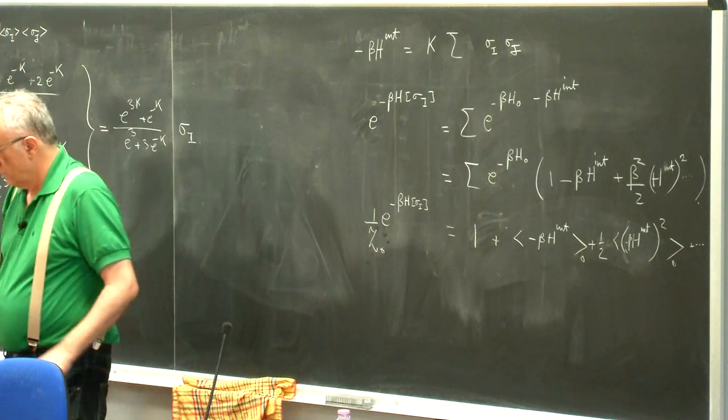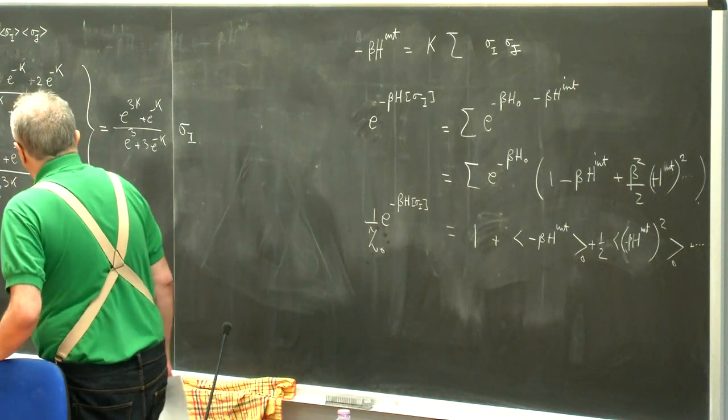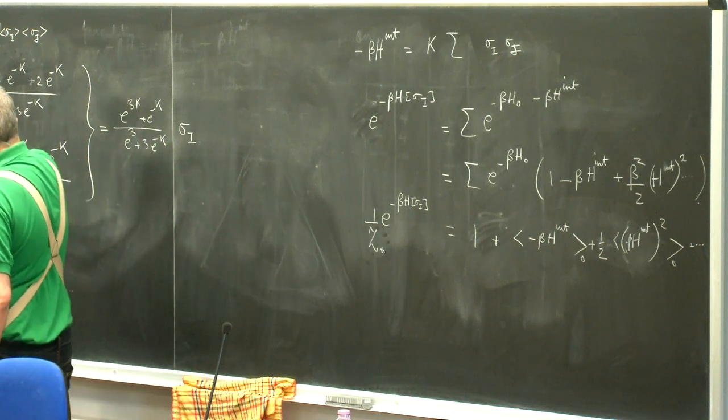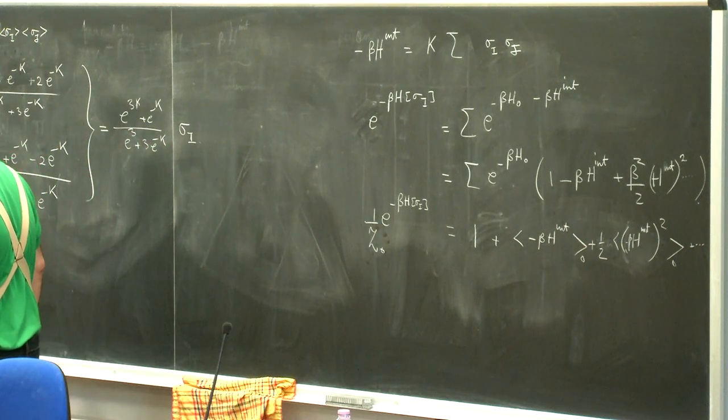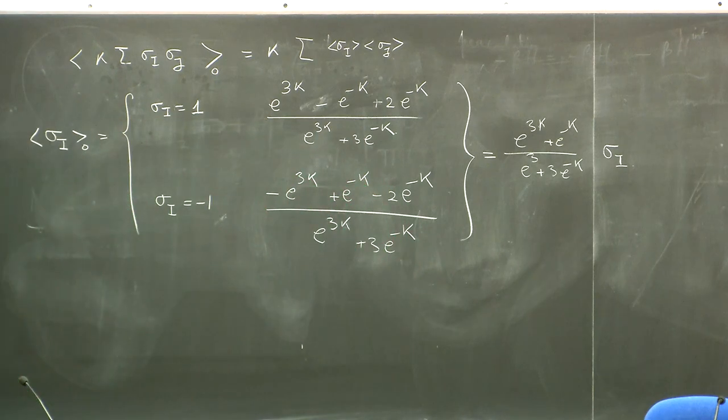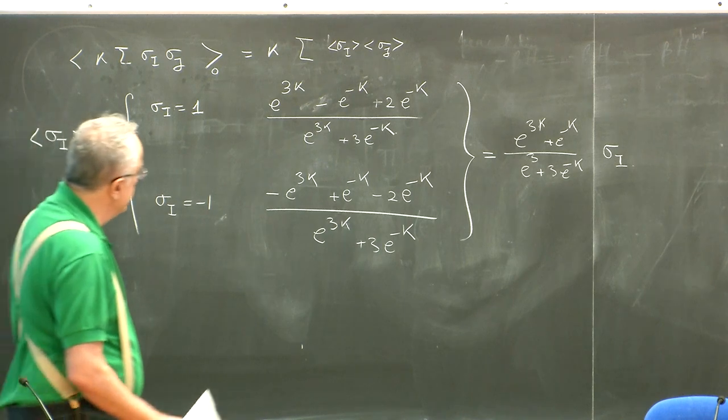But is it a probability? It's a probability, but only in the sense of H0. So I'm calculating the average of an operator in the H0 model. Because they are the opposite, so one has to be negative.